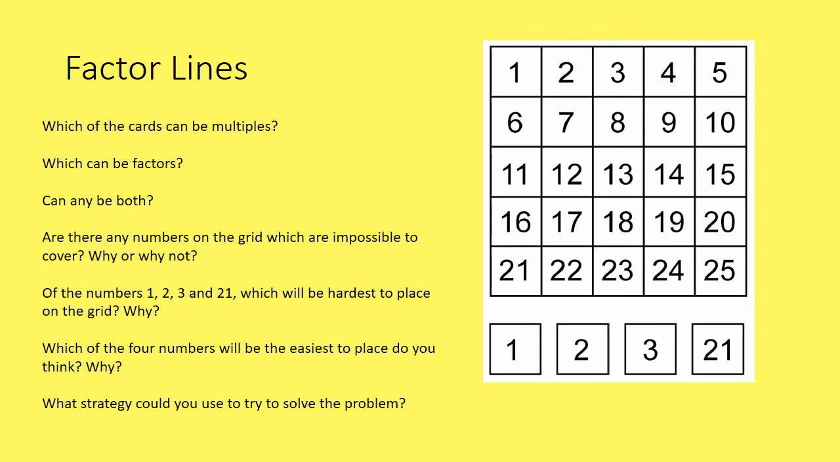And of the numbers 1, 2, 3 and 21, which is going to be hardest to place on the grid and why? Which of the 4 numbers will be easiest to place on the grid, do you think? And are there any strategies you could use to solve the problem?